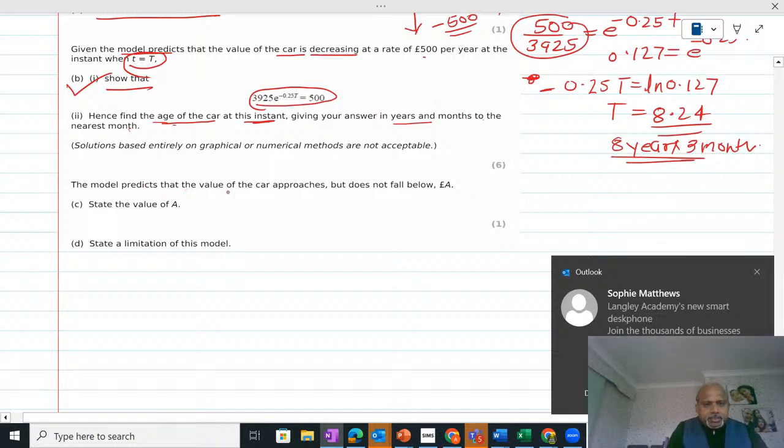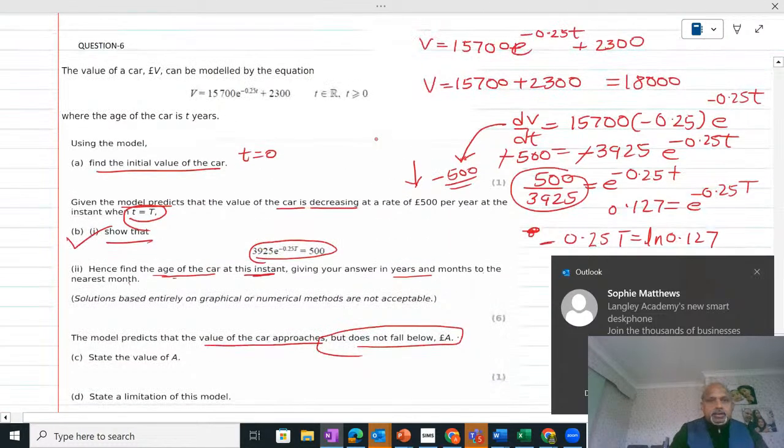Now, the model predicts that the value of the car approaches but does not fall below a pounds. State the value of a. So definitely, if you see the question, it is given here that the value is not falling below this. Whatever is happening, it is happening here, but this is the minimum the value has to be. So that's why this should be your answer. Value of a will be 2300. Straight away, this is just a 1 mark question.